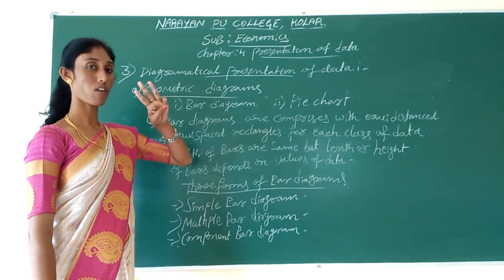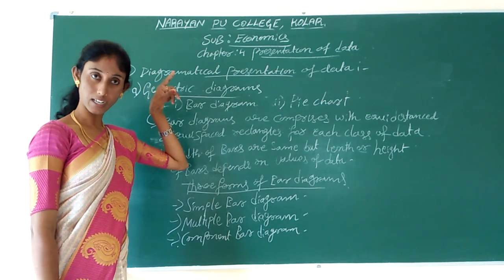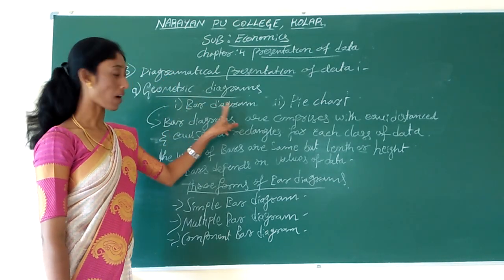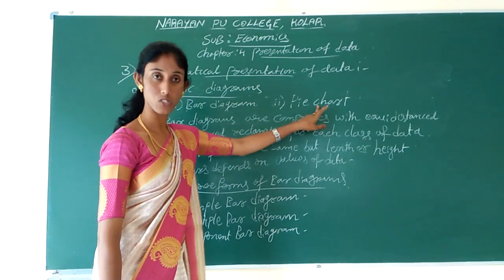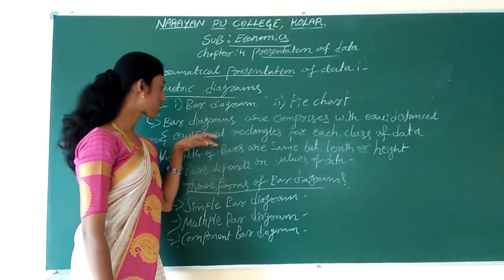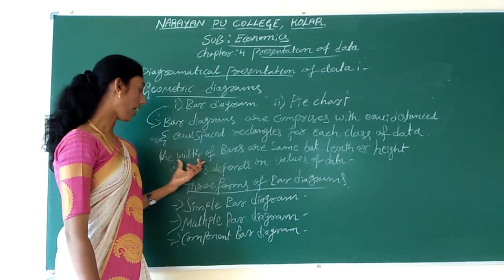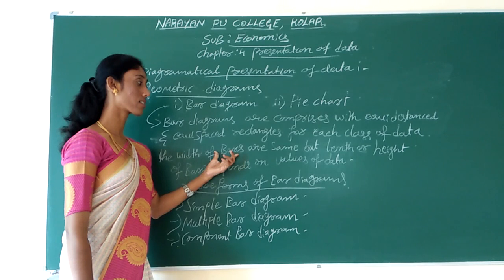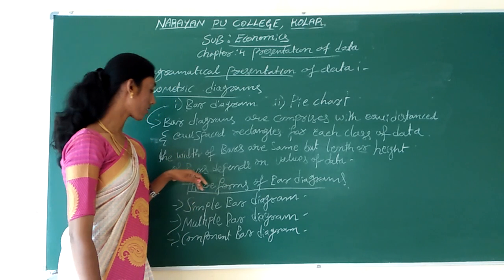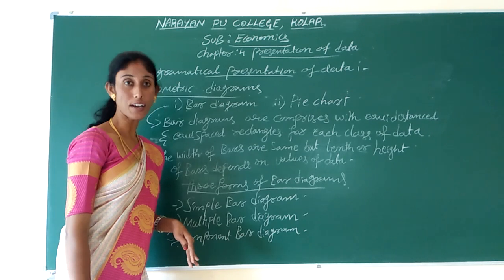Diagrammatic presentation is in three forms: geometric diagram, frequency diagram, and arithmetic diagram. Again, the geometric diagrams are of two types: one is bar diagram and one is pie chart. Here, bar diagrams comprise equidistant or equispaced rectangles for each class of data, and the width of bars or rectangles will be the same, but the length or height of the bars depends on the values of a variable or data.